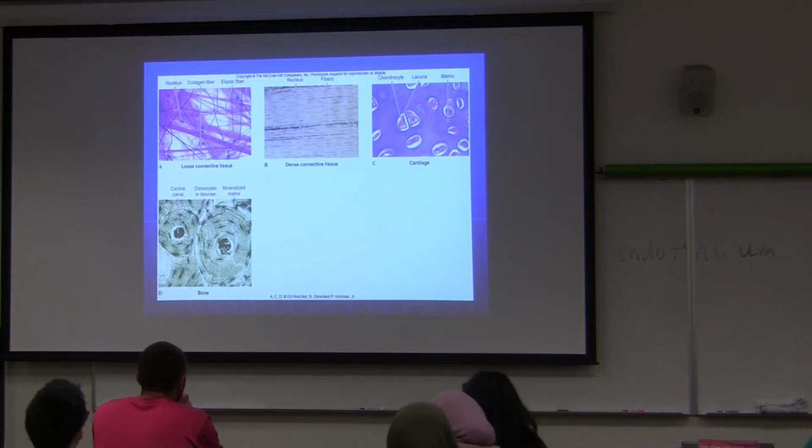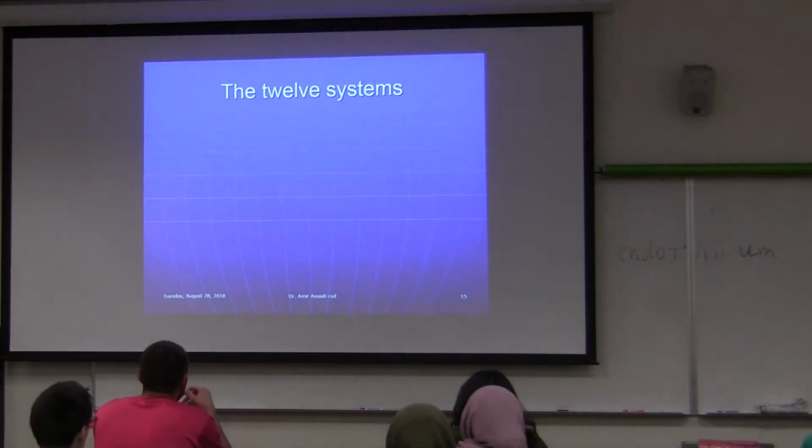Here are different types of connective tissue. This is a loose connective tissue. Here is possibly a ligament or tendon. Here is a cartilage. Here is a bone. All four of them in there are connective tissue.